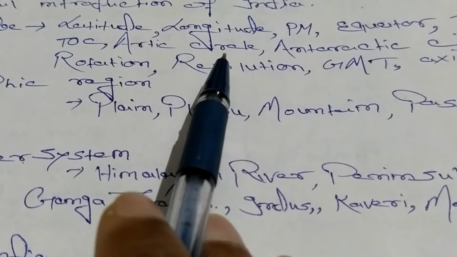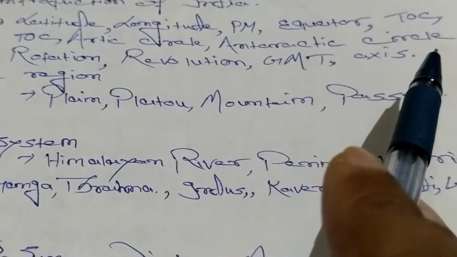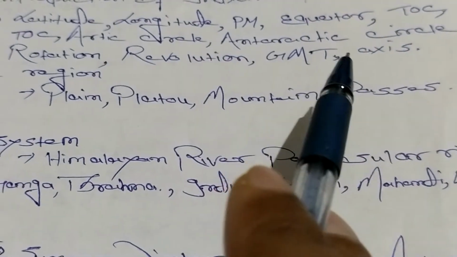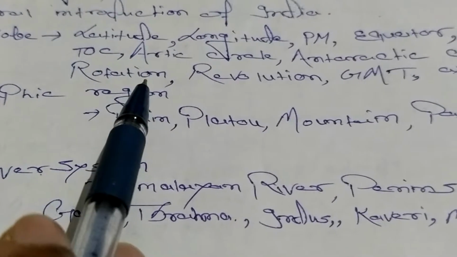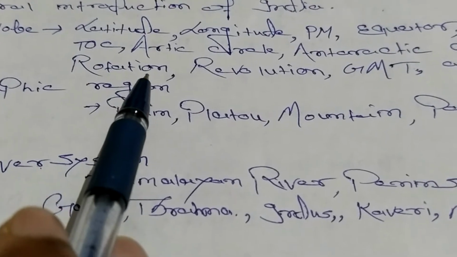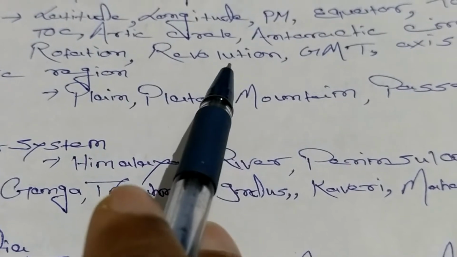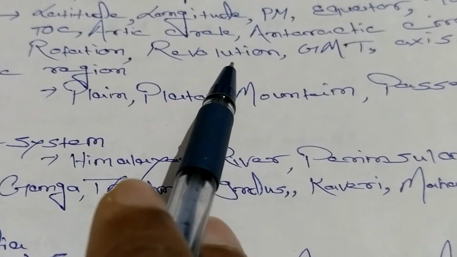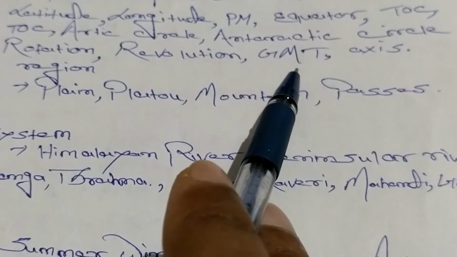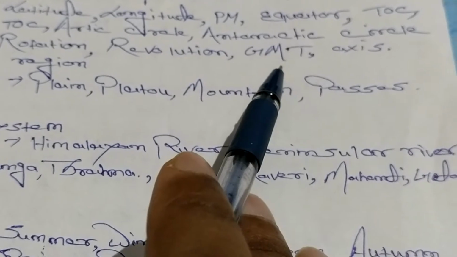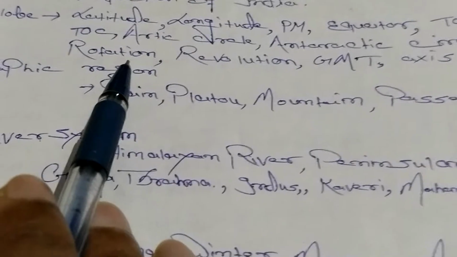the Arctic Circle is 66.5 degrees north of the equator, and the Antarctic Circle is 66.5 degrees south of the equator. Then rotation: as we all know, Earth rotates on its axis, and the Earth is tilted 23.5 degrees from its axis, known as rotation. And revolution is when the Earth revolves around the Sun in an elliptical path. Then GMT, taken from London, decides the time in the whole world, that is Greenwich Mean Time. Then axis is the same as rotation.